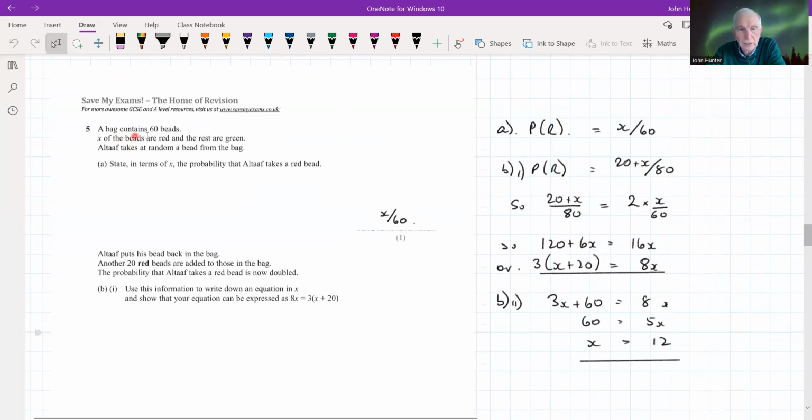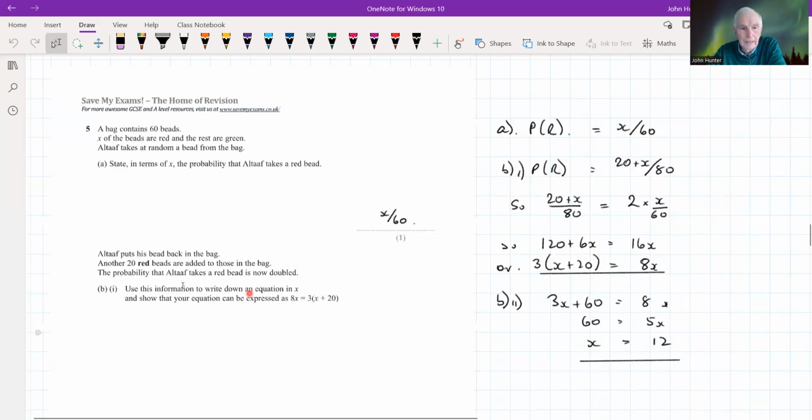A bag contains 60 beads. X of the beads are red and the rest are green. Altaf takes a random bead from the bag. State in terms of X the probability that he takes a red bead. Well, there are X red beads out of 60, so quite simply, X 60ths is the probability of a red bead.